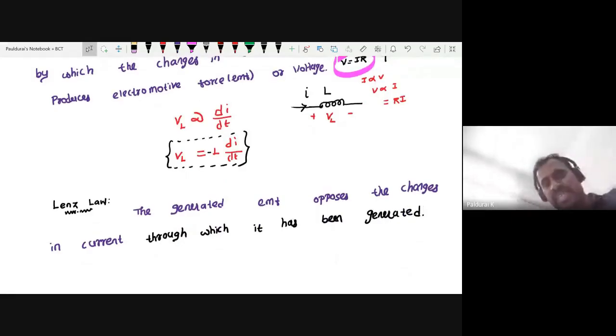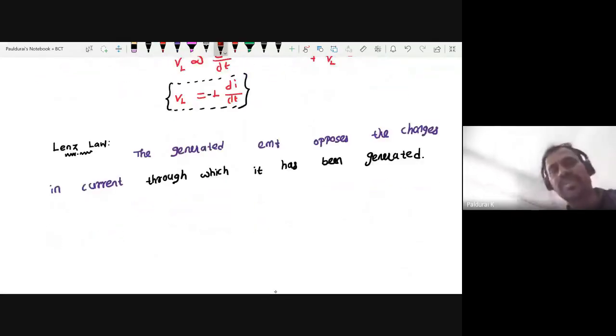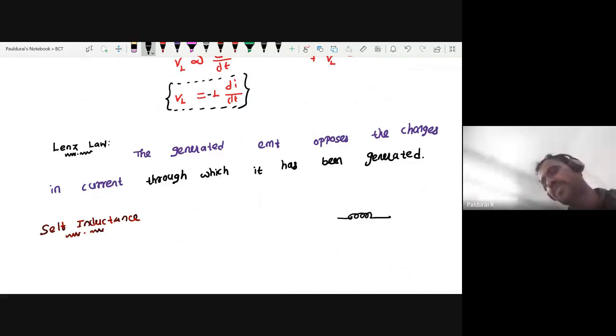As I told earlier, we have two types of inductance. One is called self-inductance, another is called mutual inductance. So let me put the heading self-inductance. Take the situation where I have some L and the current is some I, and here I have another coil. Let me take this as L1 and this as L2.